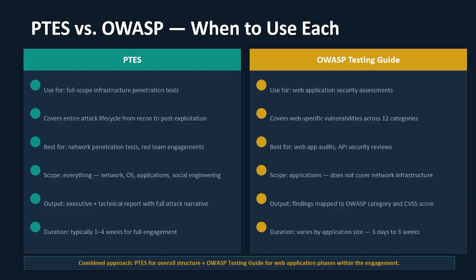So when do you use each of those? PTES is used for full-scope infrastructure penetration tests. It's the entire attack life cycle, and it's used for network penetration tests, red team engagements, that sort of stuff. The scope is everything: network, OS, applications, social engineering, physical security, whatever is agreed upon in the scope of work. The output is typically a detailed report. Depending on the environment, that report can be anywhere from 20 to 200 pages in length, depending upon the complexity of the environment and how long it actually takes.